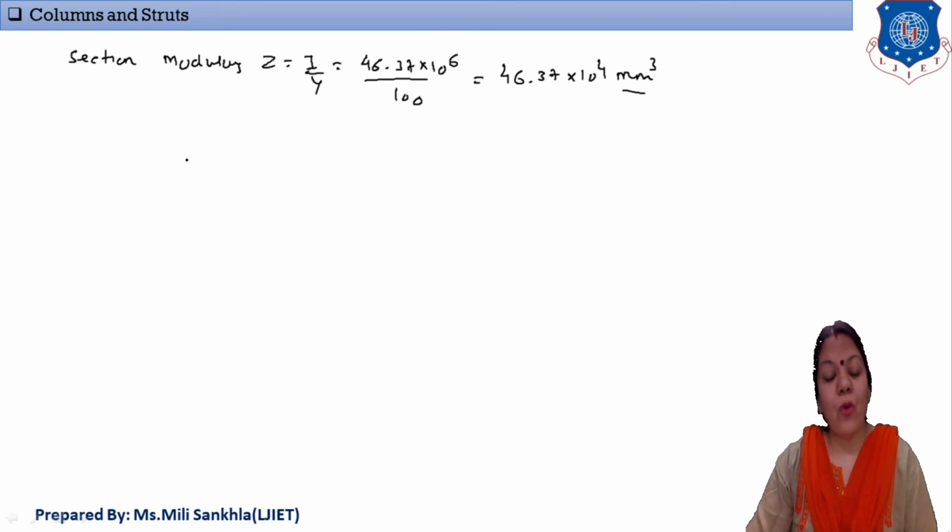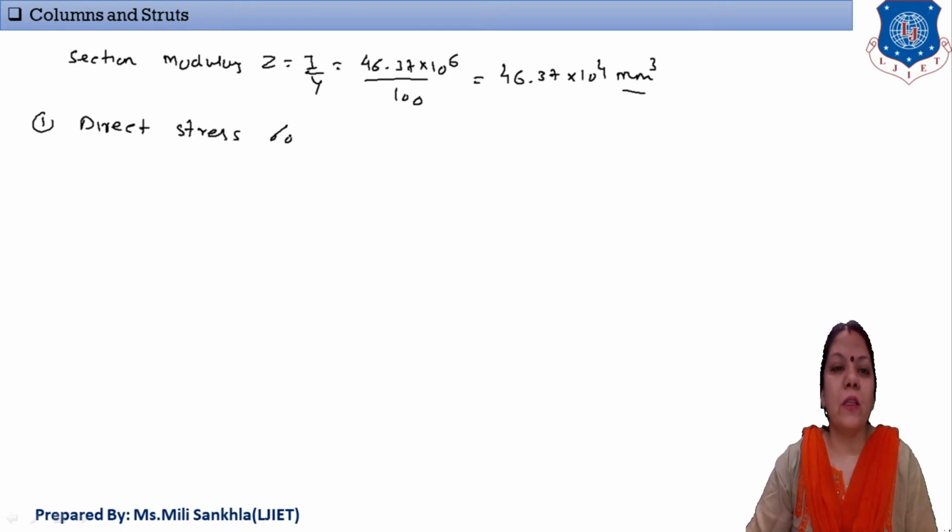Okay, now next we find our direct stress. Our first value is direct stress, because in this example we find the maximum stress, and maximum stress is the summation of direct stress and bending stress. Okay, direct stress.